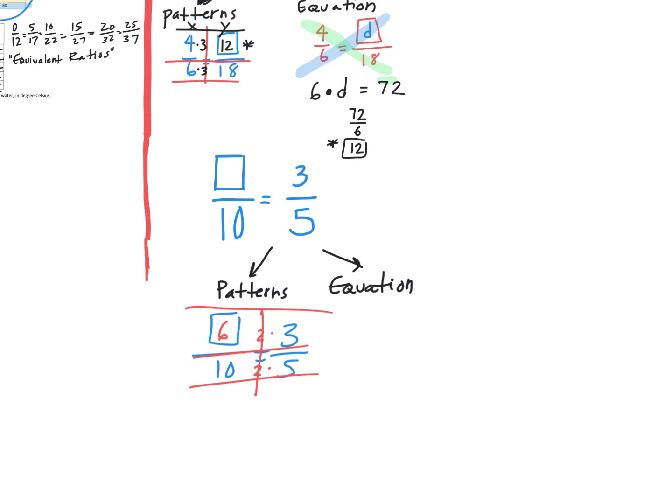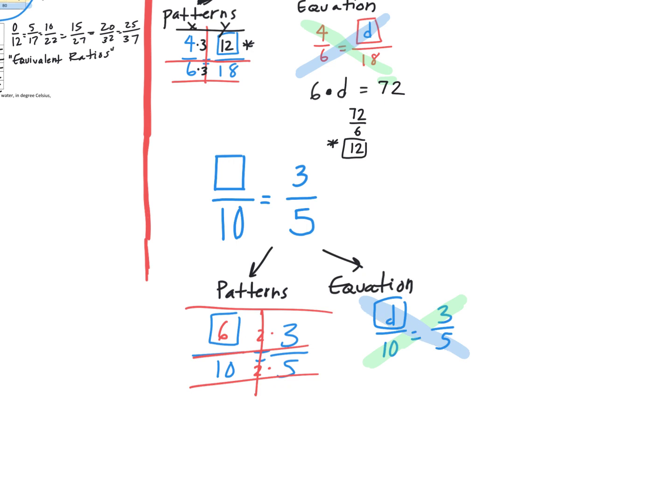Okay, let's find the equation now. Let's do it that way. I don't know the value, so I'm going to put a D there, over 10 equals 3 over 5. Remember, if you wanted to learn the algebraic way, then that is more than wonderful because you're going to have to learn it anyways. But let's go ahead and get started.